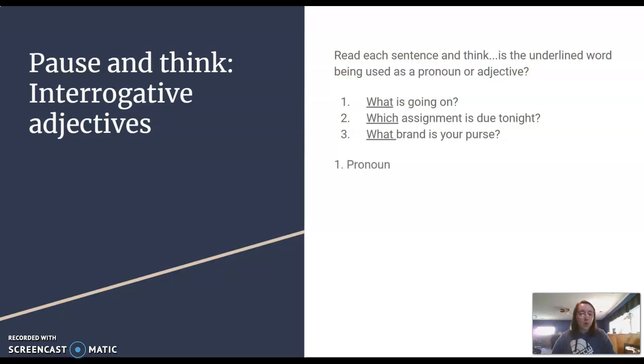Here are your answers. One is a pronoun. What is coming right before an adjective here?